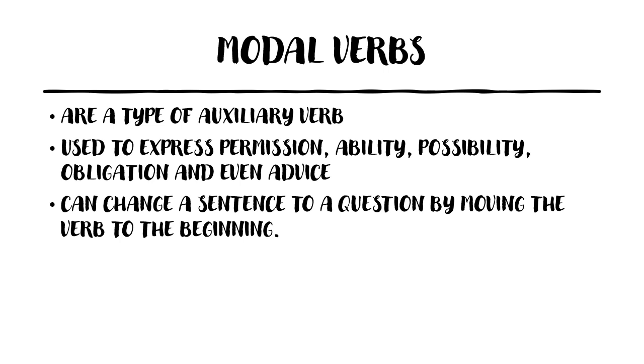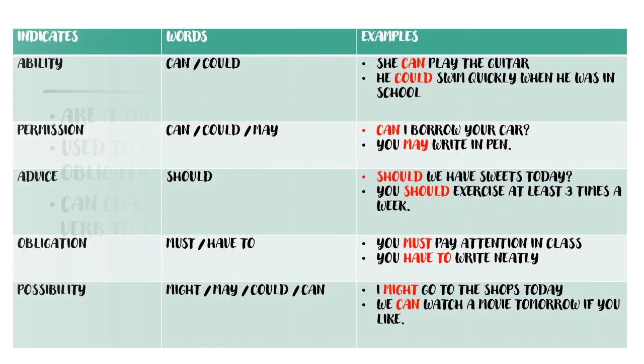Modal verbs are types of auxiliary verbs, and they are used to express permission, ability, possibility, obligation, and even advice. We can change the sentence to a question just by moving the modal verb to the beginning. If we have a look at this table, this summarizes our modal verbs for us, showing us which indicate ability, permission, advice, obligation, and possibility.